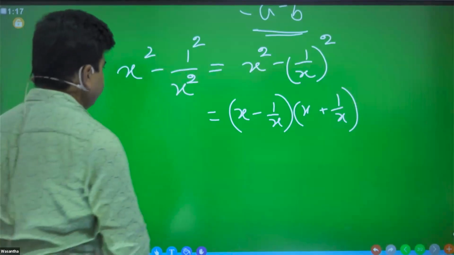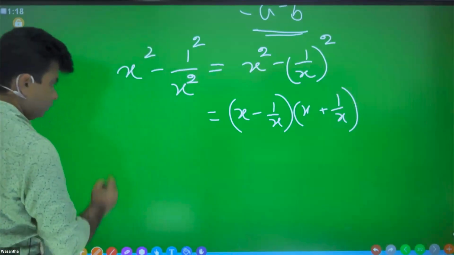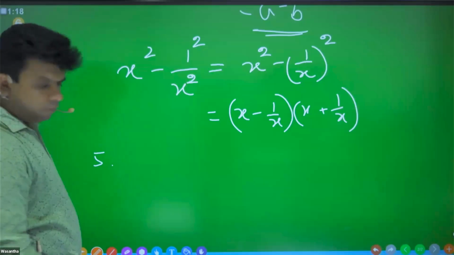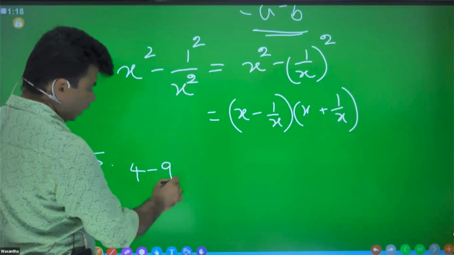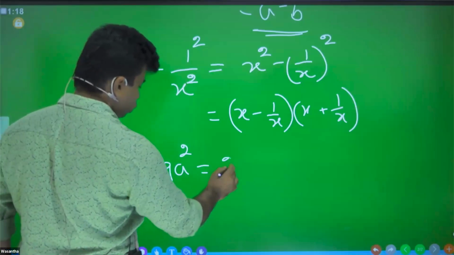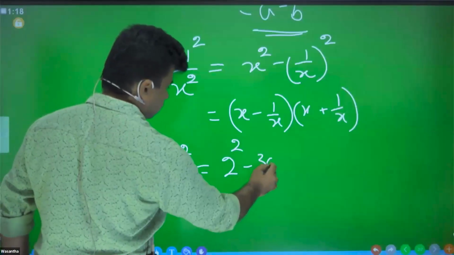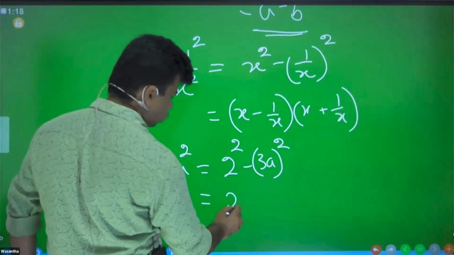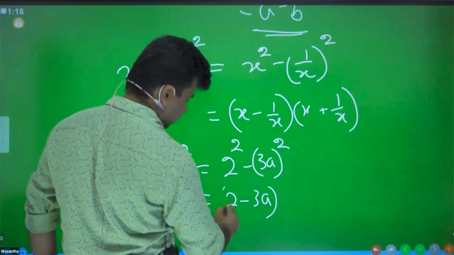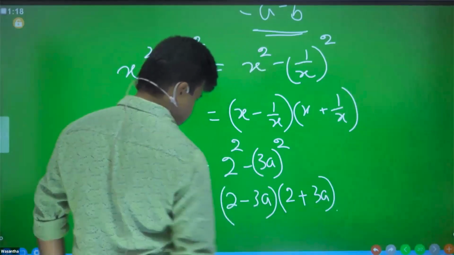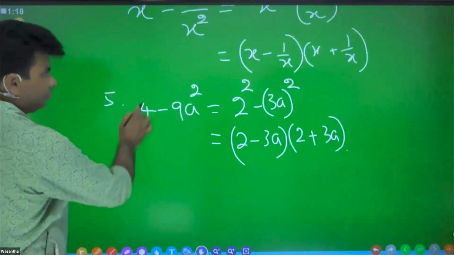Now you know that in the fifth one, here we have 4 minus 9a squared. So we can write it as 2 squared minus (3a) squared. So one factor is 2 minus 3a and the other factor is 2 plus 3a. They are the two factors.